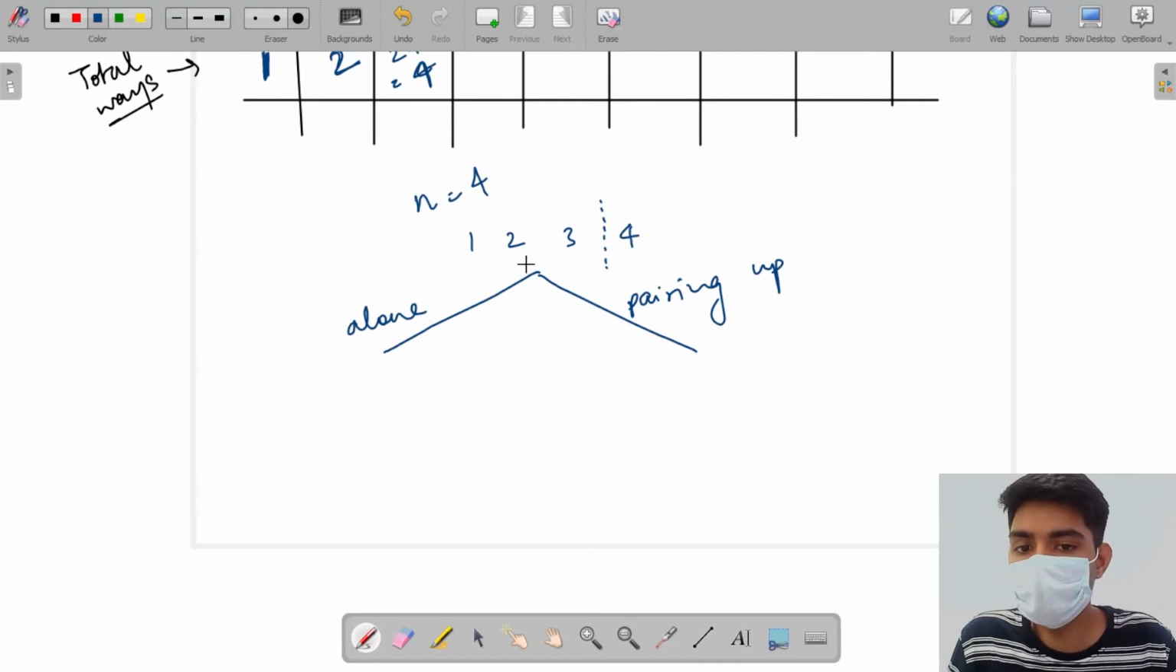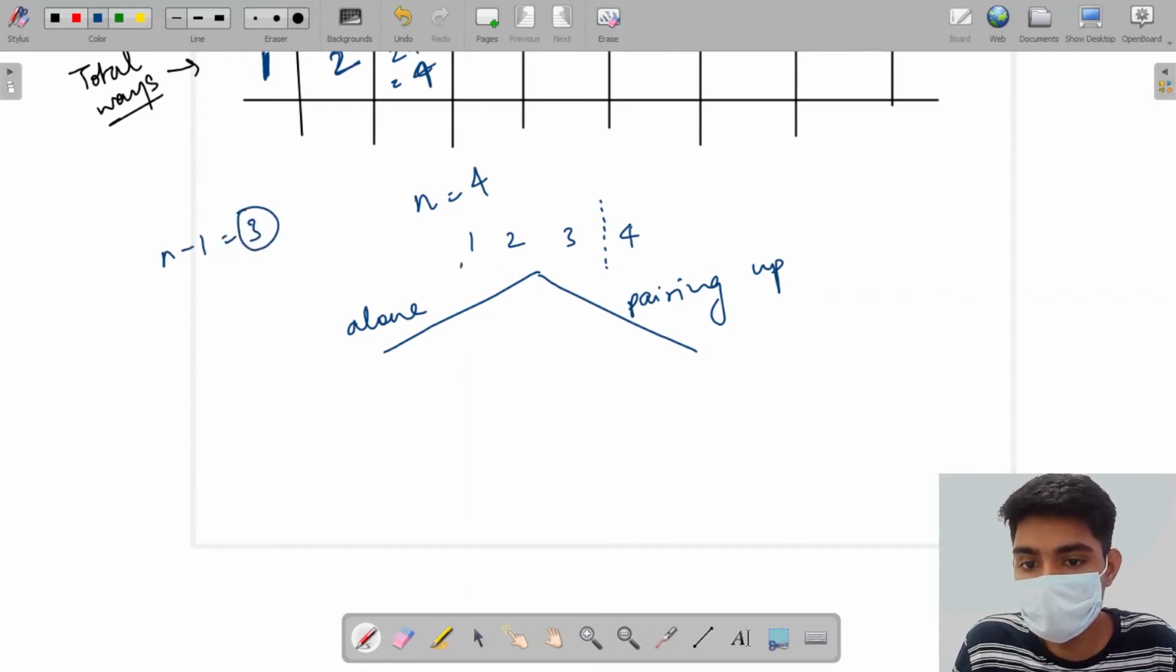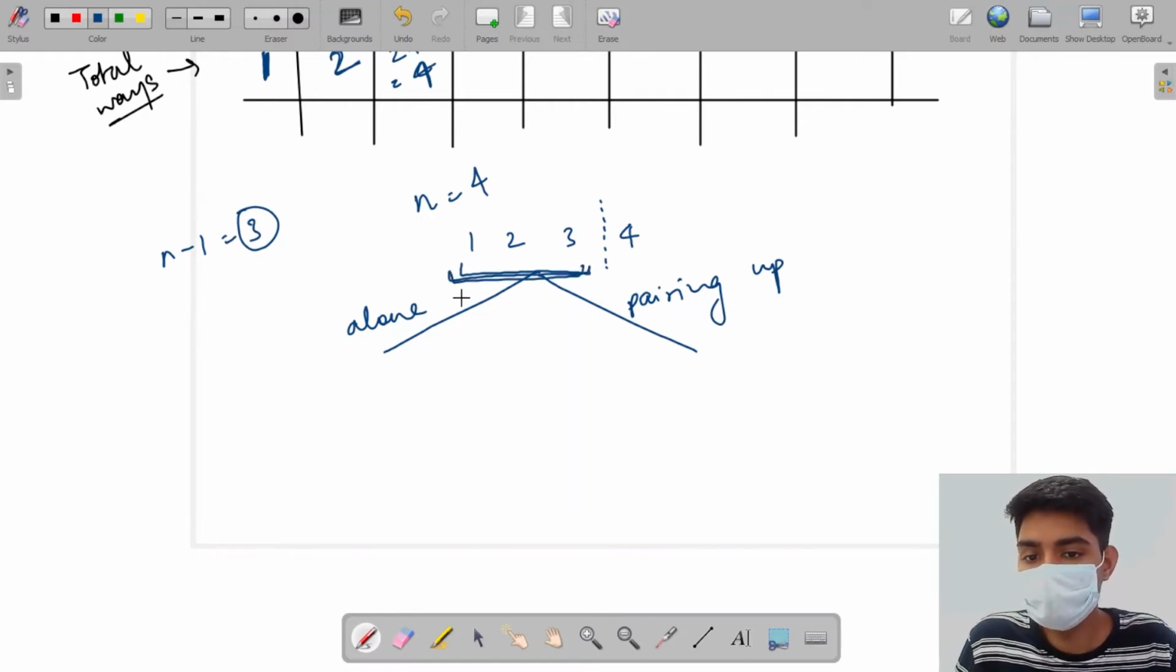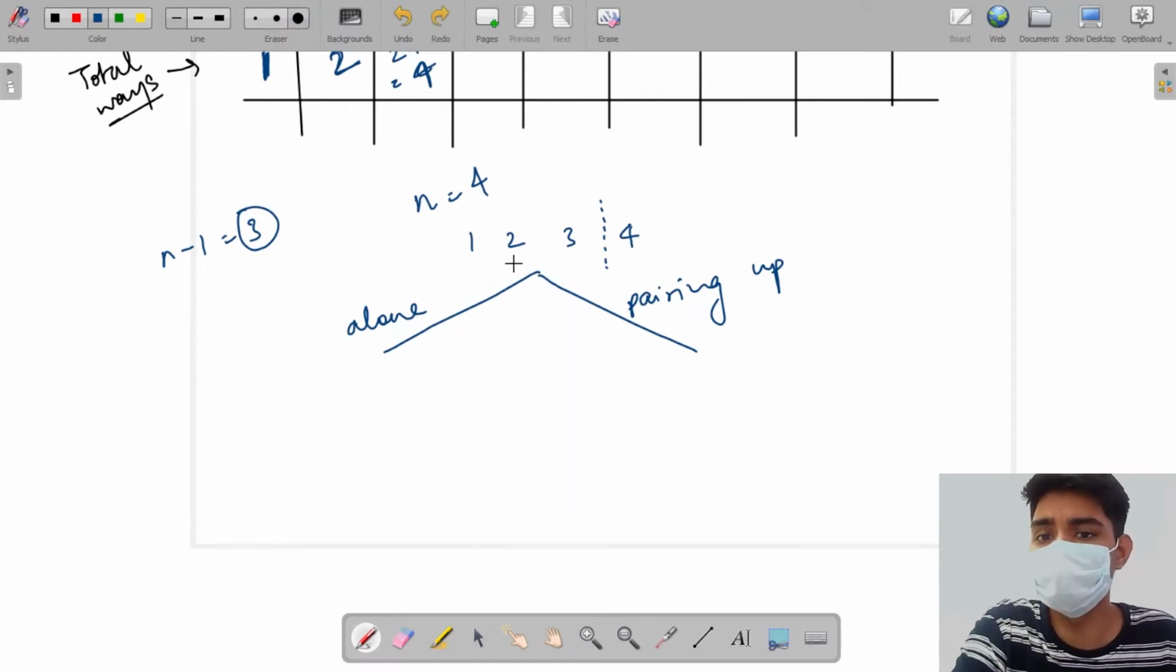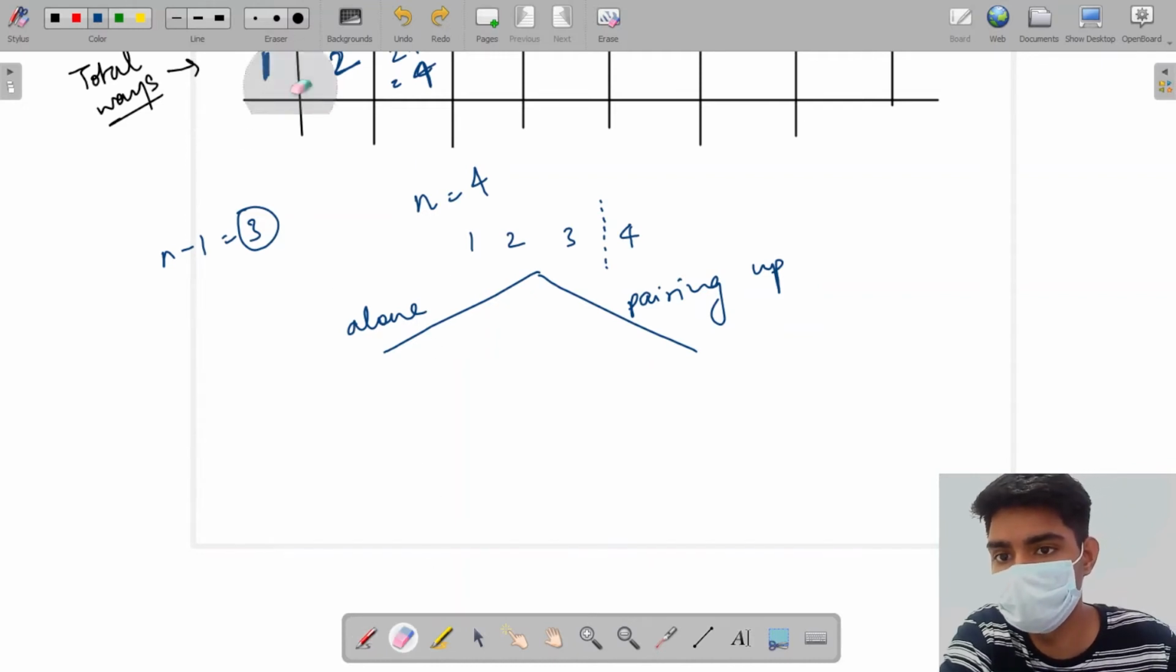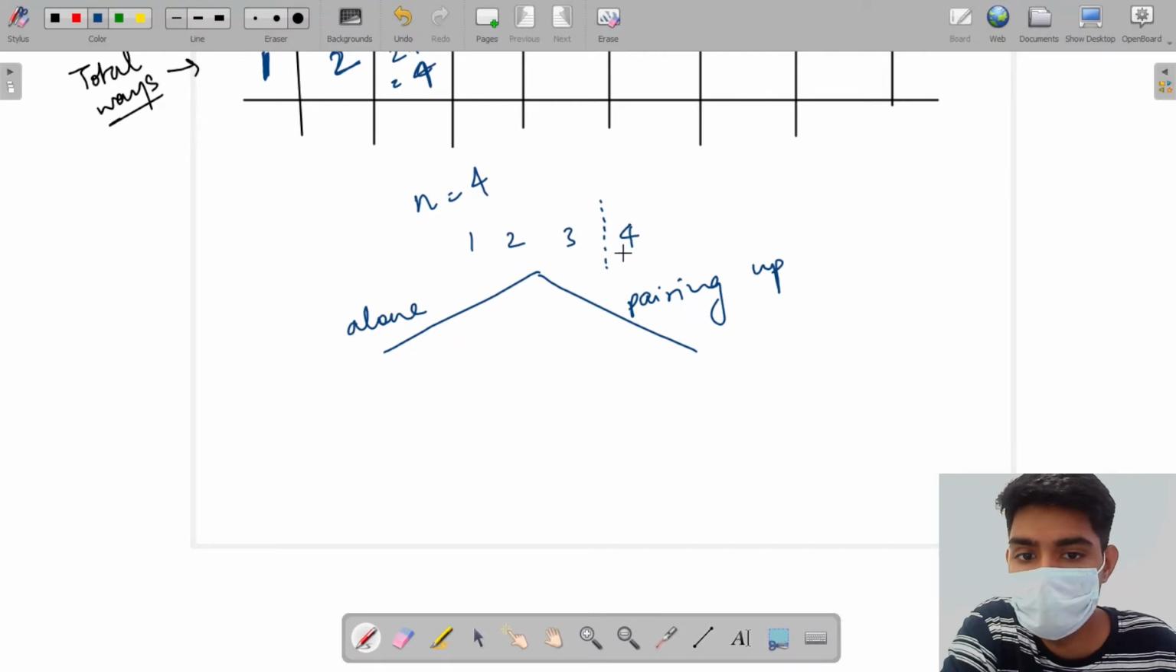Okay, if 4 is deciding to go alone, what did we see in the last case for n equals 3? We saw that 4 is going to be dependent on n minus 1, which is 3 here, right? So it is going to be dependent on these 3 friends. So let's see if this is actually the case. Okay, let's see what will happen. Let's say 4 is deciding to go alone, with 1, 2, and 3.